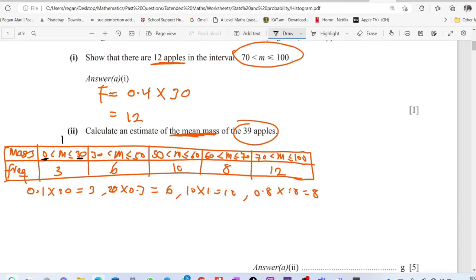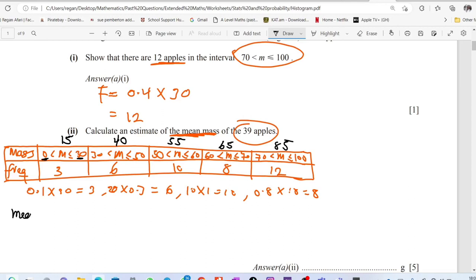So this should be 15, right? And then you have 30 plus 50, that is 80, divided by 2, that should be 40. Then you have 50 plus 60, that's 110, divided by 2, 55. Then you have 60 plus 70, that's 130, that should be 65. And then you have 70 plus 100, 170 divided by 2, that should be 85. Okay, so we can find the mean now.